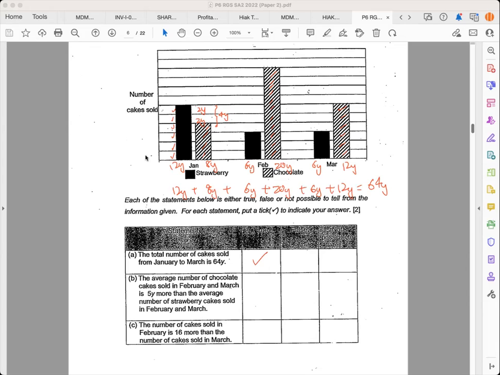The second statement: the average number of chocolate cakes sold in February and March is 5y more than the average strawberry cakes sold in February and March. So you're comparing the average chocolate cakes with the average strawberry cakes for February and March. So let's look at the chocolate cakes.